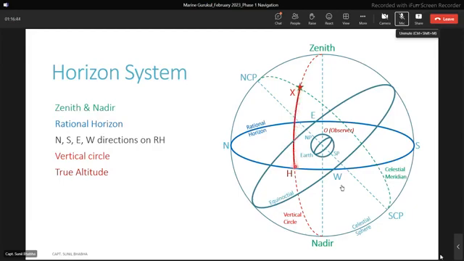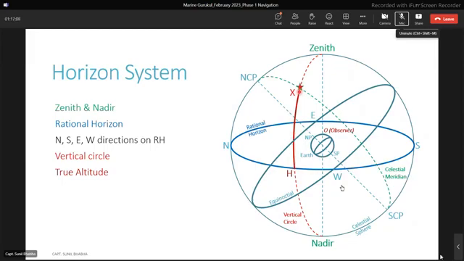So you see this maroon highlighted arc from H to X. H is the point on the rational horizon and X is the center of the celestial body. So HX, the maroon highlighted arc, is the true altitude of this particular celestial body.